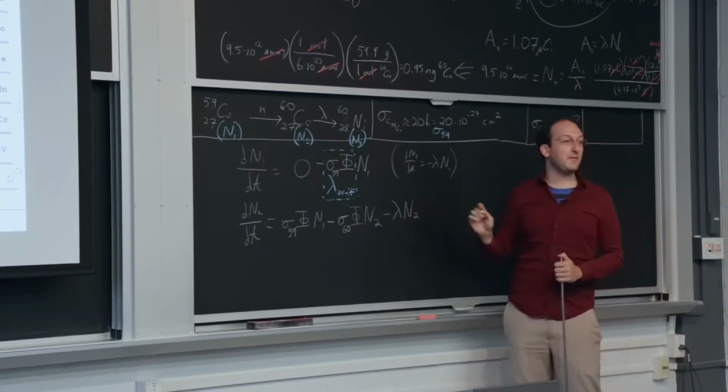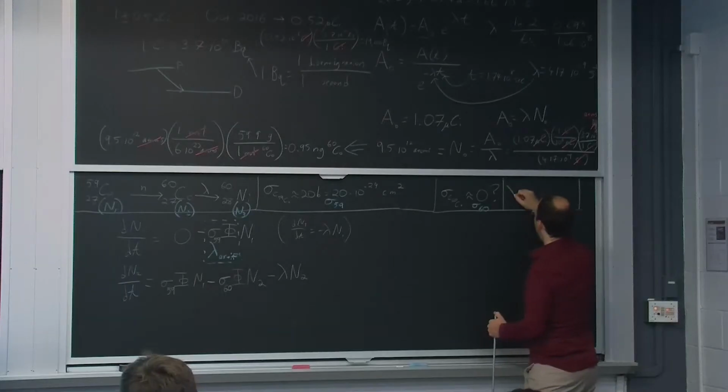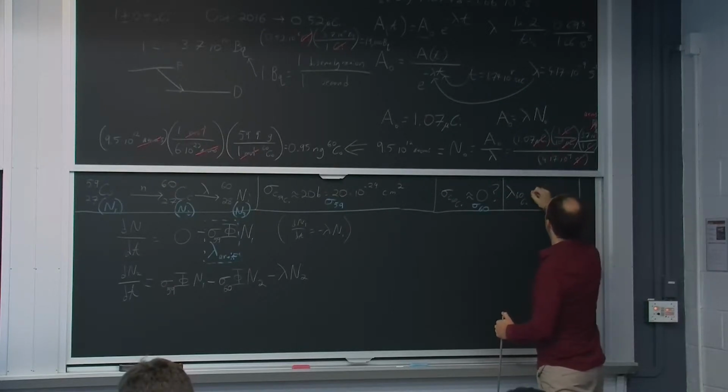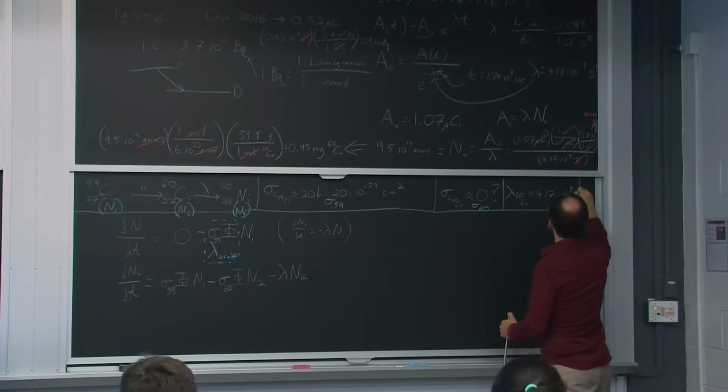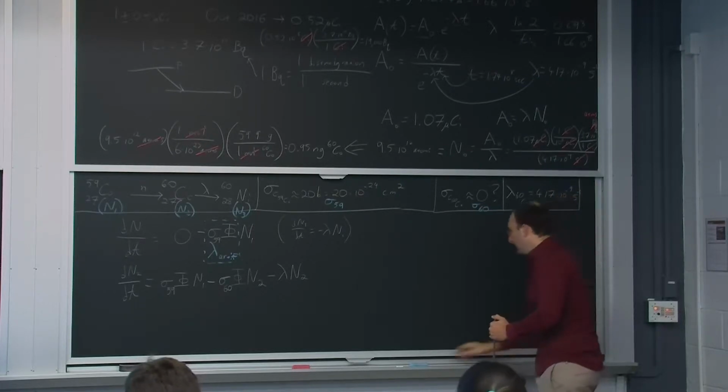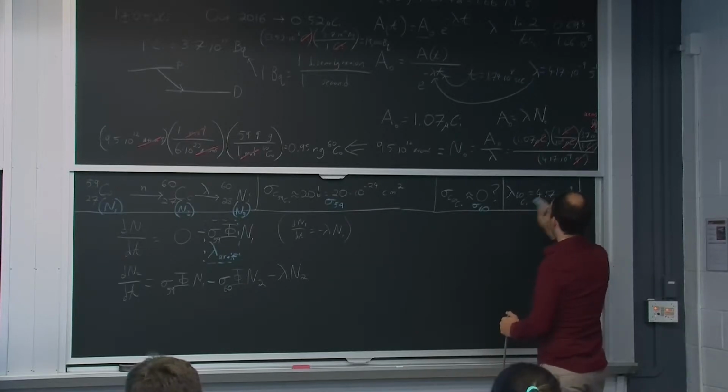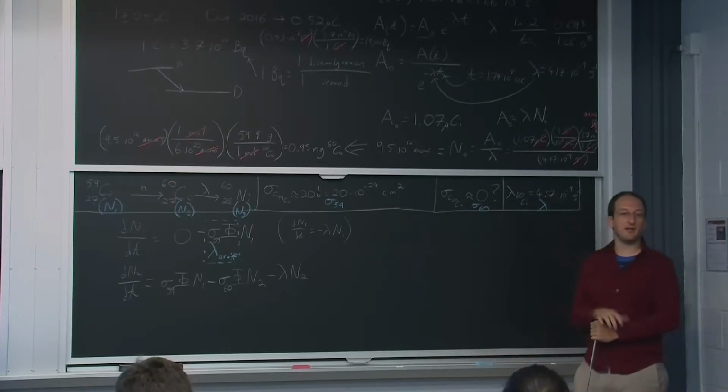And we already know the lambda for cobalt-60. So let's say the lambda for 60 cobalt from this stuff up here, 4.17 times 10 to the minus 9 per second. Let's just refer to that as lambda for ease of writing things down.